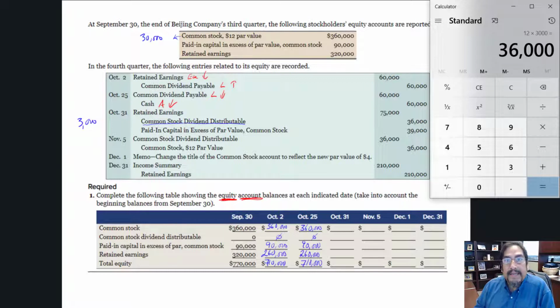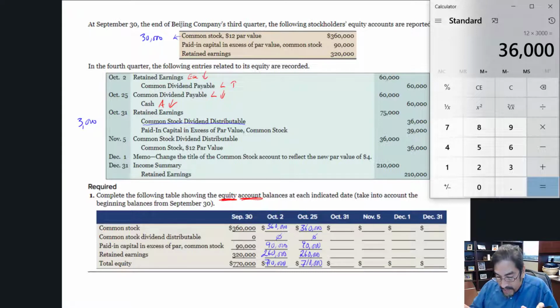And then the excess amount. We've got a debit to retained earnings for $75,000, a credit to the stock dividend distributable account for $36,000. We are missing a $39,000 credit. That $39,000 credit is the plug. We just plug it right to paid in capital in excess of par. So that's what's going on October 31st.